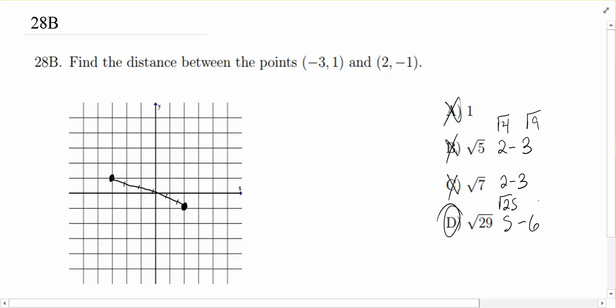Because 5 is the square root of 25, 6 is the square root of 36, and 29 is somewhere in between those two. So the fact that this is somewhere between 5 and 6 tells me that's the right answer. I can get that and be very sure of that answer just by looking at the picture.